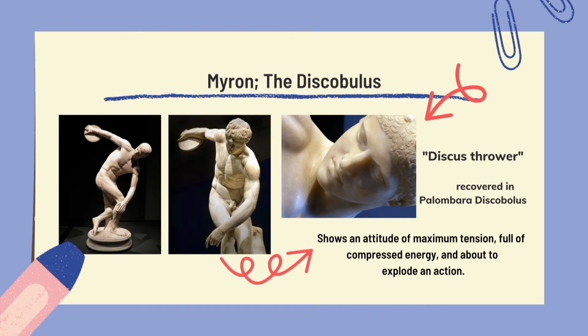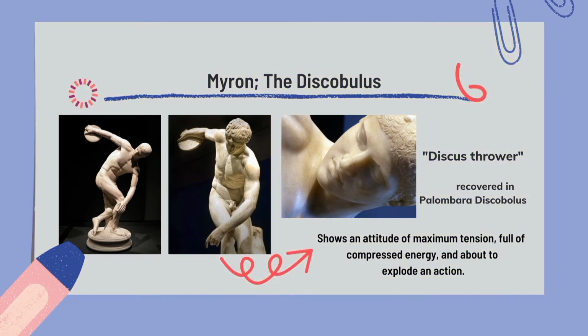Myron, the Discobolus. The Discobolus, or discus thrower, is one of the most iconic artworks of classical antiquity, originally sculpted in bronze by an Athenian man called Myron.